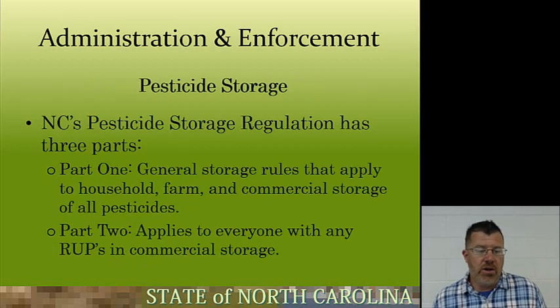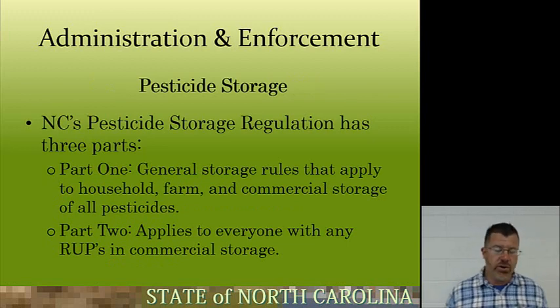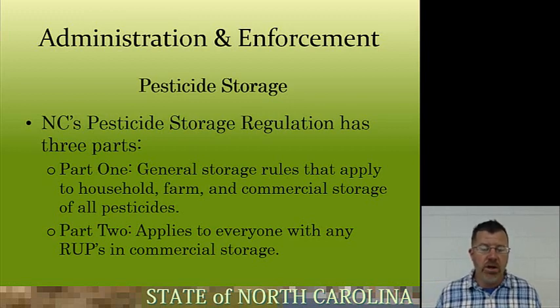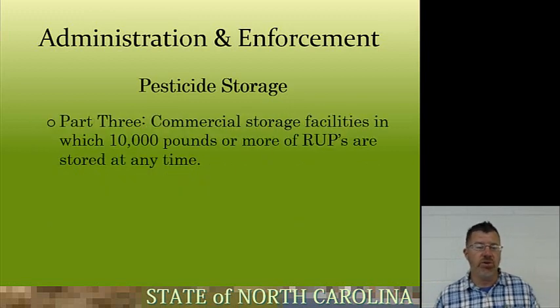Storage. North Carolina's pesticide storage regulation has 3 parts: Part 1, Part 2, and Part 3. Your book has that listed in it, but Part 1 is general storage rules that apply to household, farm, and commercial storage of all pesticides. Part 2 applies to everyone with any restricted use pesticides in commercial storage. Part 3 covers commercial storage facilities in which 10,000 pounds or more of restricted use pesticides are stored at any time.